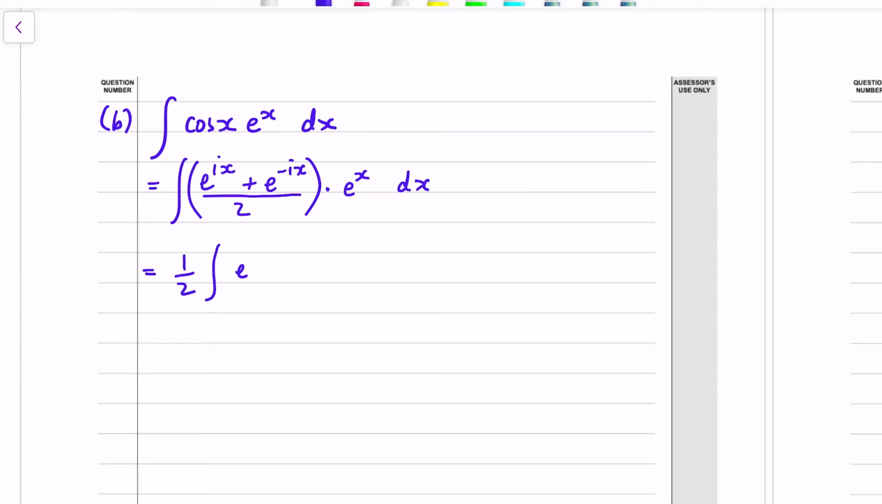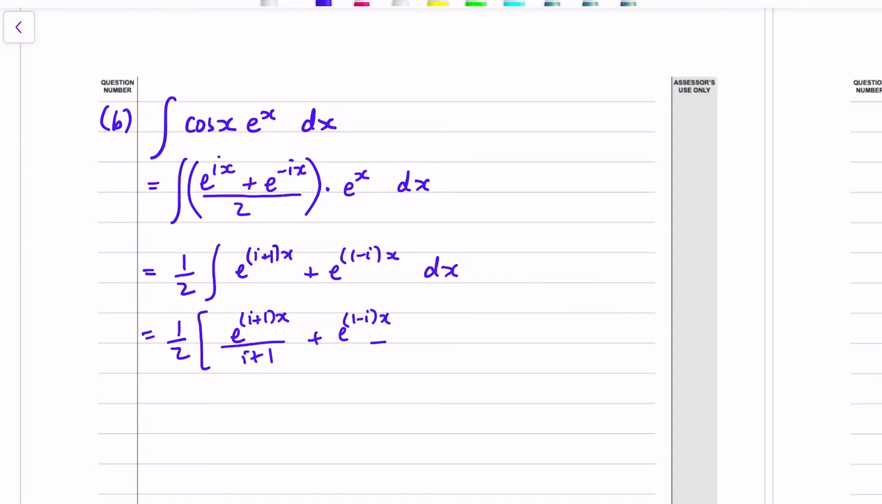So I'm adding the powers. ix plus x is (i plus 1) times x. And then we've got negative ix plus x is (1 minus i) times x. Okay, and we're integrating those two terms. So we use the hint. e to the (i plus 1)x stays the same, but we divide by i plus 1. And this one here stays the same as well. Divide by 1 minus i.